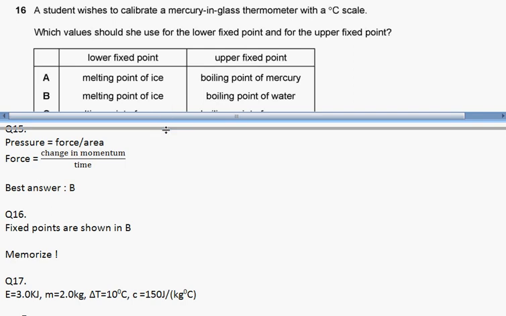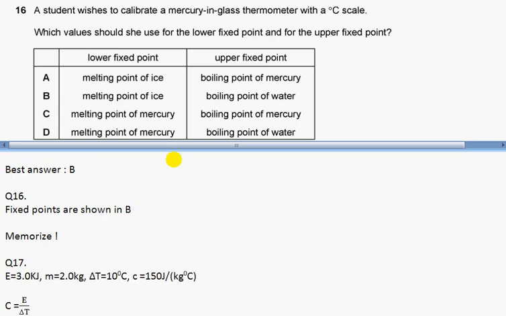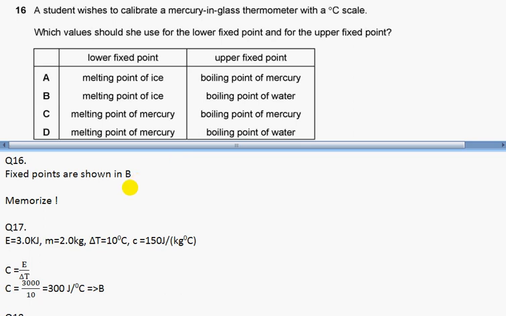Next question, 16. A student wishes to calibrate a mercury glass thermometer with degrees Celsius scale. Which values should she use for the lower fixed point and for the upper fixed point? This you should remember. Fixed points are shown in B. So the lower point is melting point of ice and the upper point is boiling point of water. So this answer is memorized.